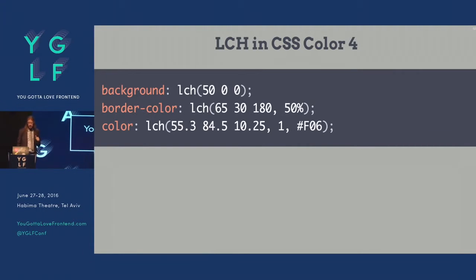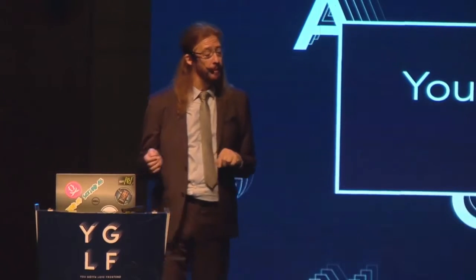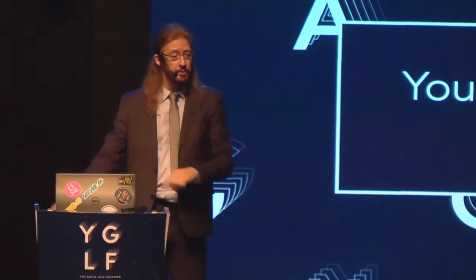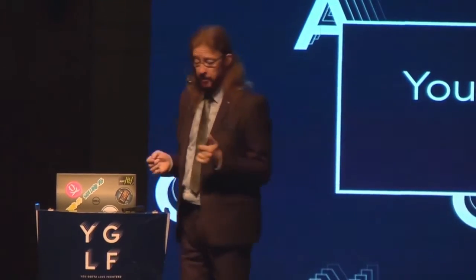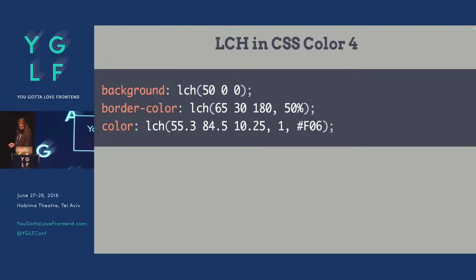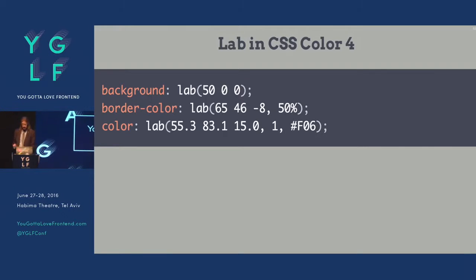So there's LCH. It just takes three numbers, L, C, H. Pretty simple. If you put a comma, then the next value is the alpha. And if you put another comma, there's a fallback value. So for older devices that don't understand it or that don't have color management systems, you can give them a fallback value in sRGB. Same for LAB, which you can use there. It's again three parameters.